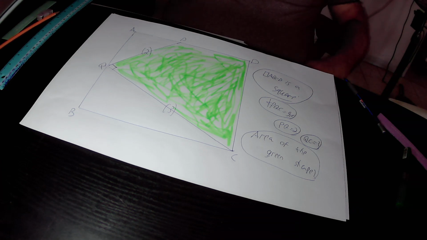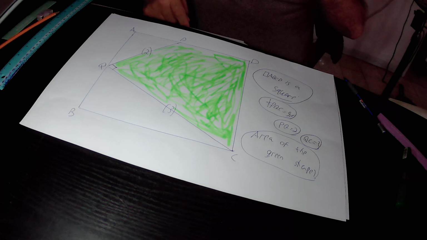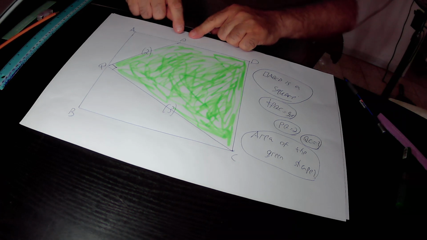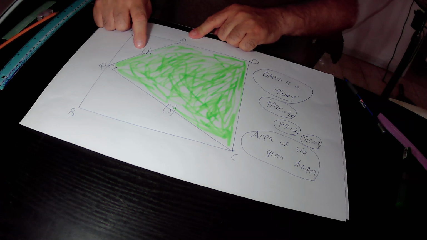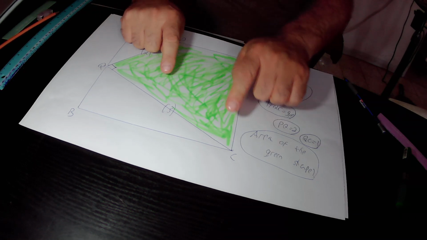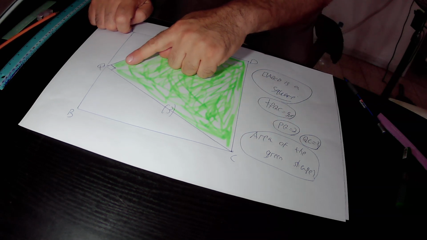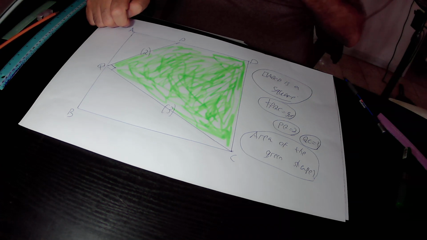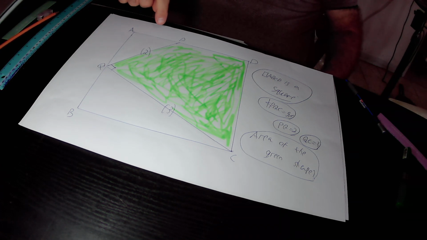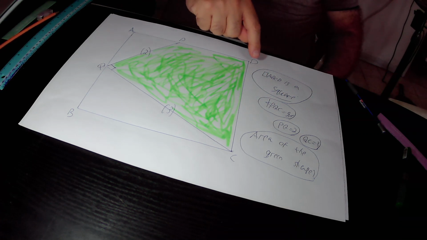In the drawing, we have square ABCD. We know that line segment PQ equals 2 units in its length. This is line segment QC that equals 3 units. This is angle PQC that is a right angle. Again, our mission is to find out the area of this green shape, that is actually the area of quadrilateral PDCQ.